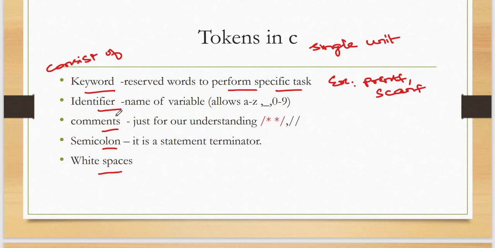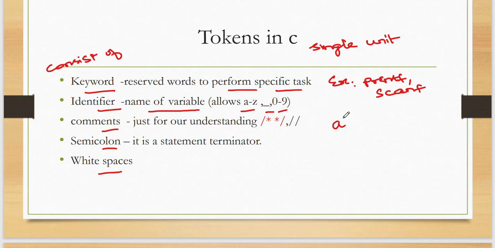Yes. The next one is identifier. Identifier is the name of the variable. Suppose I want to assign some value, like name, or a equal, or if I want to calculate c equal to a plus b, so a is the identifier, the name of the variable. It allows a to z, underscore, or 0 to 9. So the name should consist of a to z, underscore, or 0 to 9. That is a valid identifier.